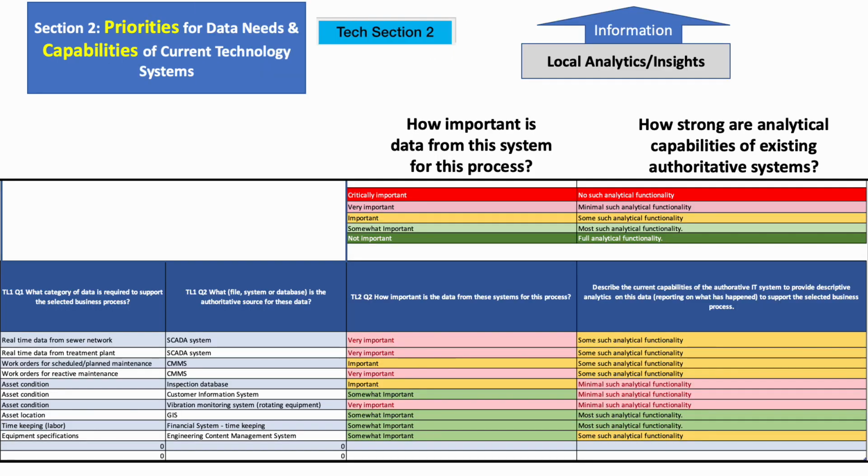The second question in this section helps us understand the maturity or the capability of each authoritative system to provide the analytical capabilities that support the selected business process. This column is related to the third layer of the technology maturity model. What type of analytics are included in the individual IT systems or applications and databases?